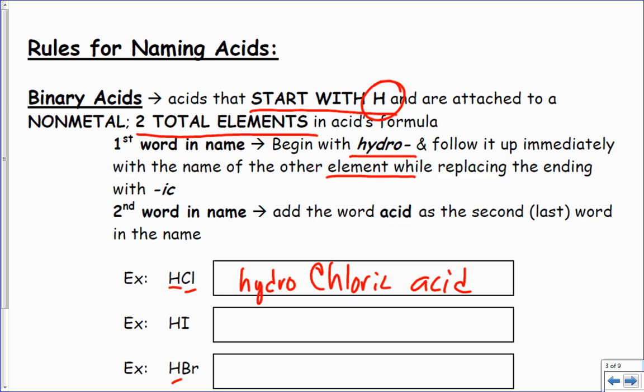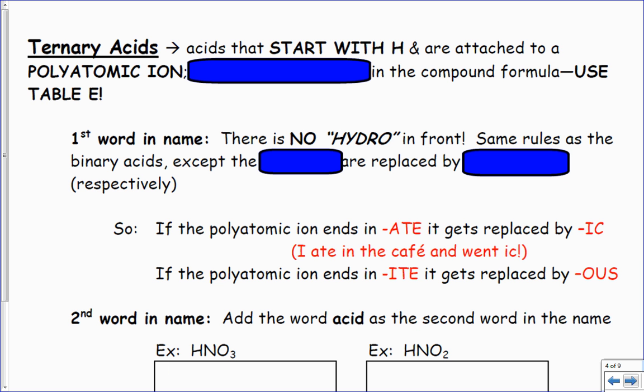Okay, I'm going to scroll right down to this one. Hydrogen becomes hydro, bromine becomes bromic, and then we say acid. Good. So this is easy, and this is the bulk of what we're going to do. And I just want you to understand where we get those words from. Okay. Here's where things start to get a little bit crazy.